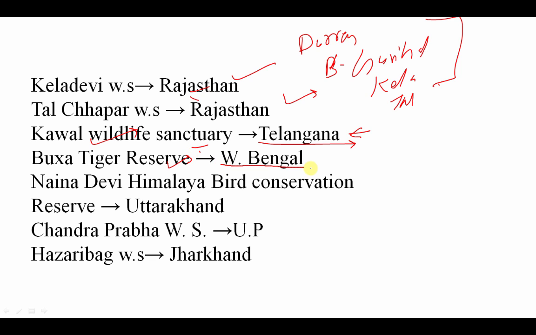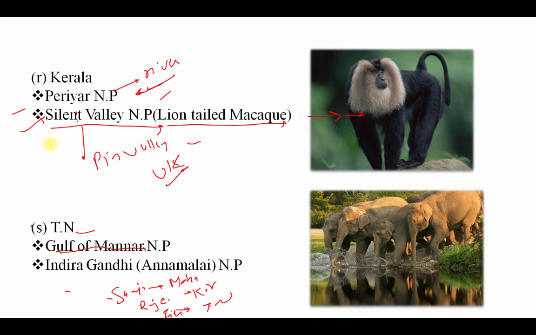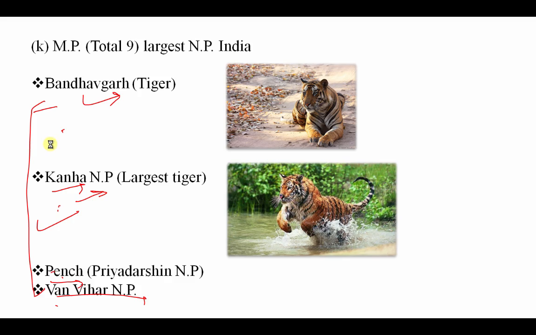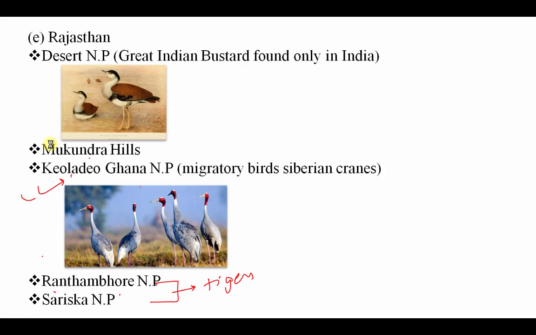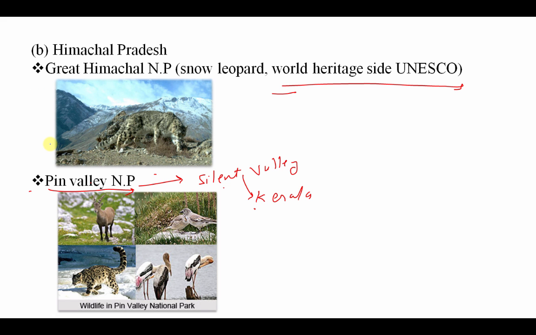So as a Tiger Reserve. Naina Devi Himalayan Birds Conservation Center is in Uttarakhand. Nanda Devi National Park is in Uttarakhand, not Himachal Pradesh. You don't need to be confused over these things. I will clear up the difference between both. Only two important ones from Himachal Pradesh you need to remember, as I told you before: Great Himalayan and Pin Valley.